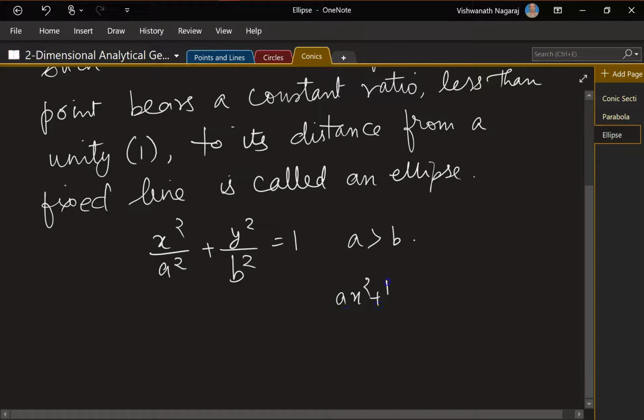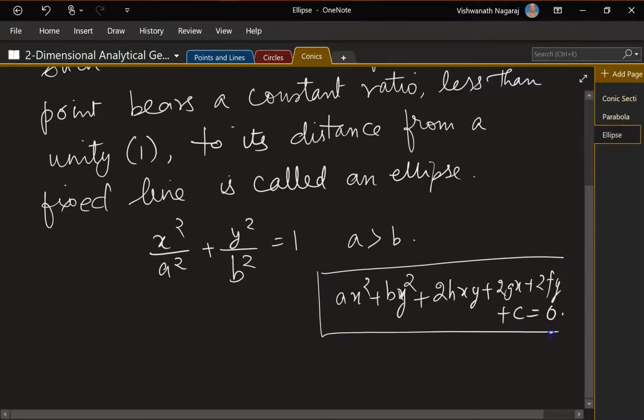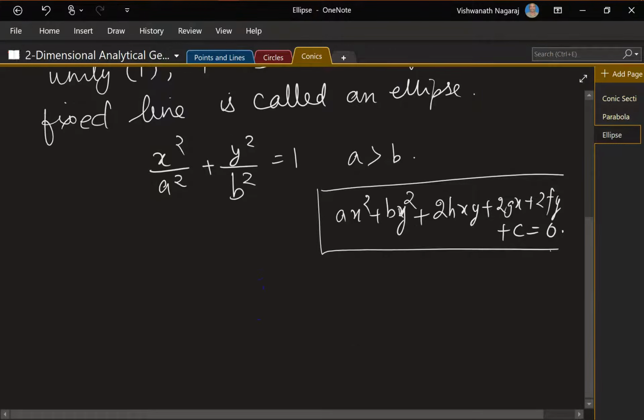Remember, ax square plus by square plus 2hxy plus 2gx plus 2fy plus c equal to 0. Based on some conditions within this, you would have an ellipse. But by arriving at this equation, immediately we know what type of conic section it is.